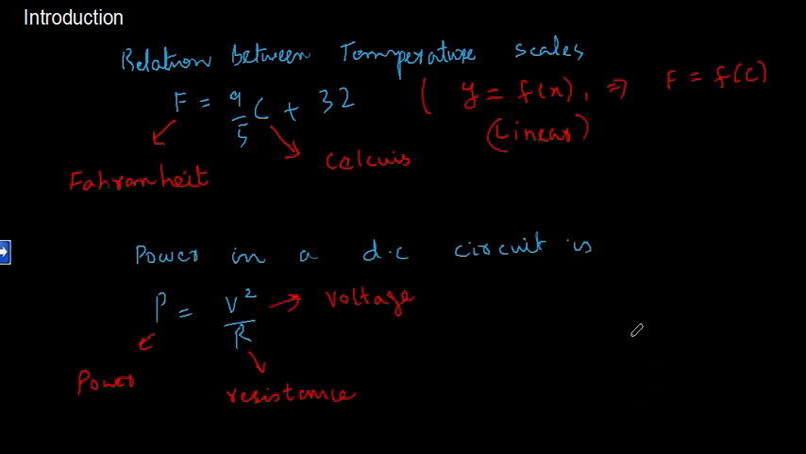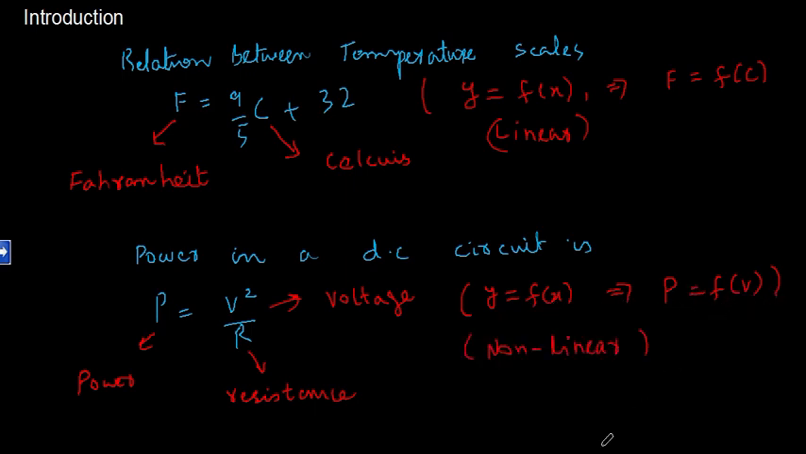Power in a DC circuit is defined by the equation P equals V squared upon R, in which P is the power, V is the voltage, and R is the resistance. Now notice that here P is a function of V, provided R is a constant. So as Y is a function of X, here power is a function of voltage V. Further, note that this relationship between the power and the voltage is a non-linear one.